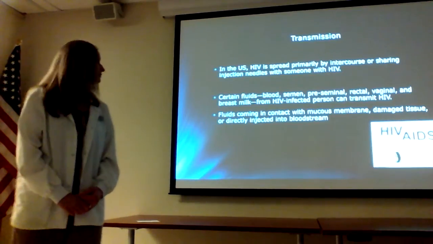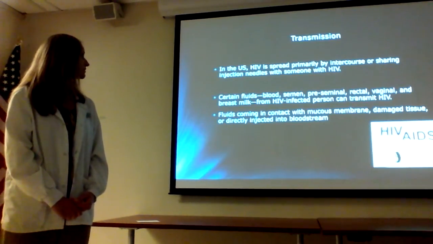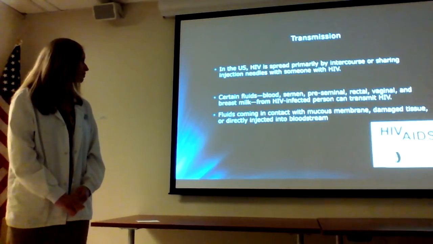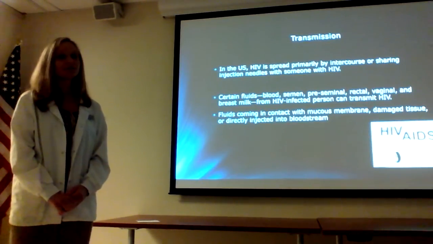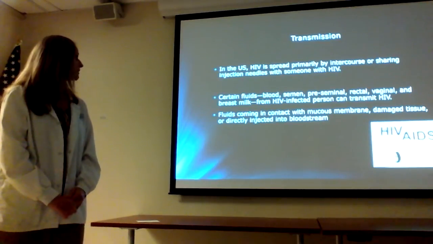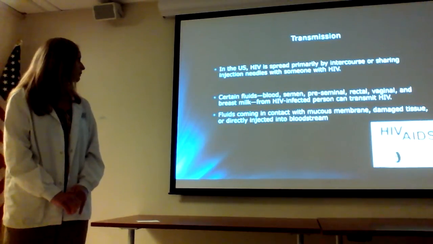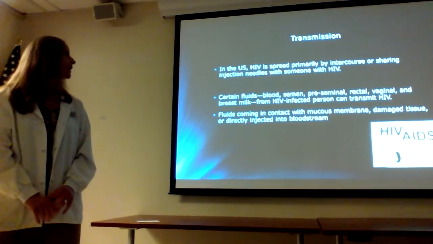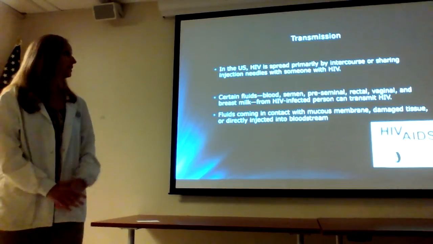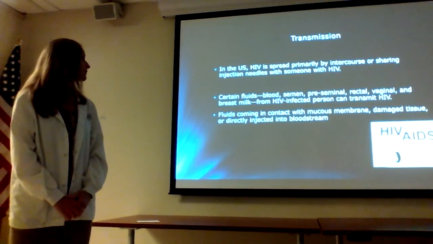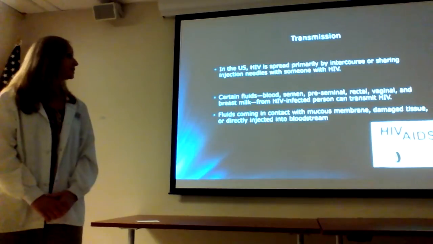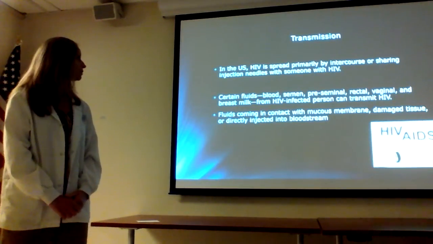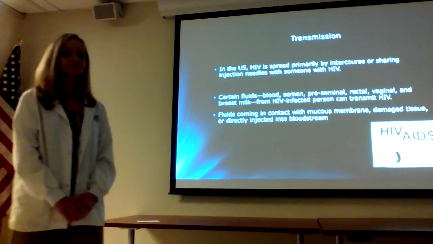HIV transmission. HIV is transmitted by fluids coming into contact with either mucous membranes, damaged tissue, or directly injected into the bloodstream. These fluids include blood, semen, seminal fluid, rectal and vaginal fluids, and breast milk from HIV infected patients. In the U.S., HIV is primarily spread by intercourse or sharing injection needles with someone with HIV.